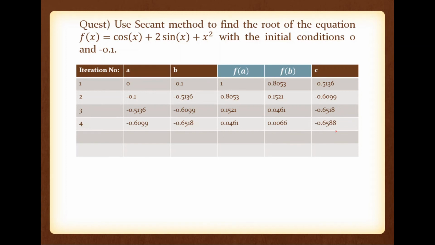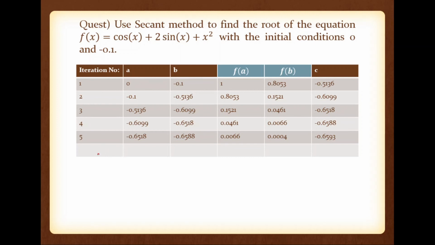So now we can start the fifth iteration. This is the fifth iteration. So A is minus 0.6518. Now B is minus 0.6588. Now f of A is 0.0066. So this is f of A. Now what is f of B? The value of f at this B, that is 0.0004. So this is f of B. Now what is C? The new C is minus 0.6593. So this is new C, minus 0.6593.